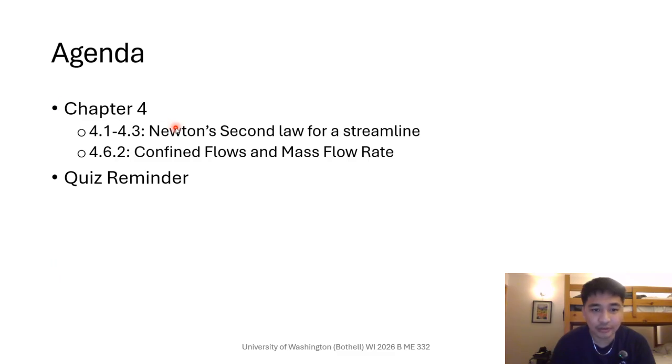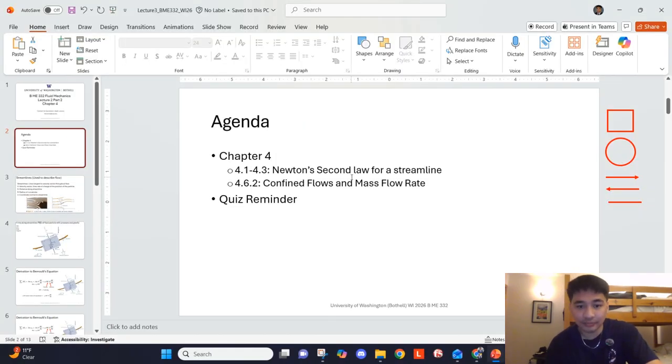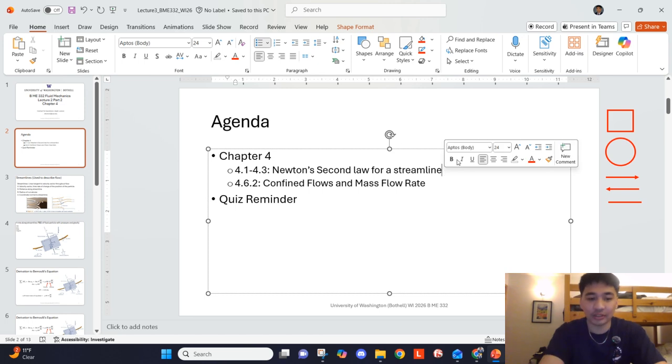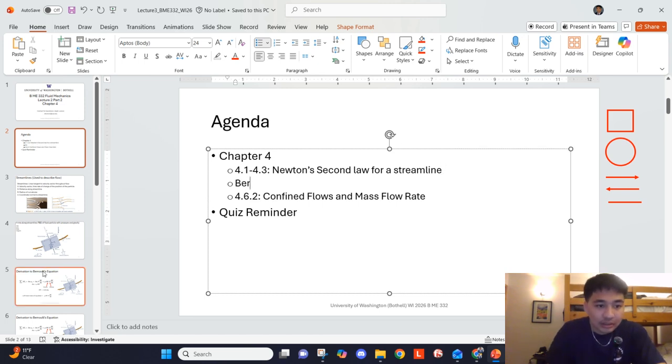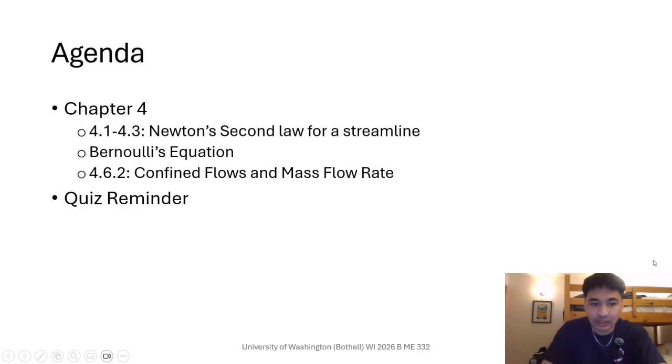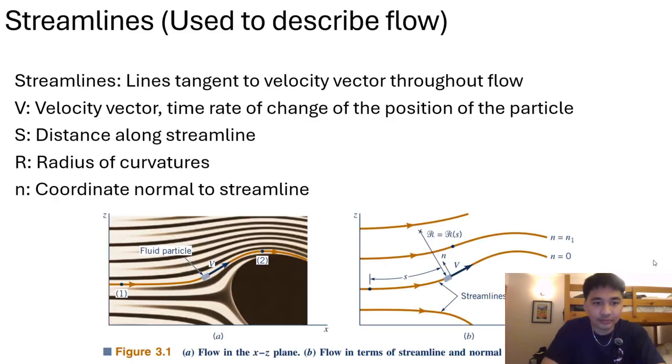So chapter 4, we're going to learn Newton's second law for a streamline, and we're also going to derive that into Bernoulli's equation. So yeah, we're going to talk about Newton's second law for a streamline, which gets us to Bernoulli's equation. We're also going to talk about confined flows and mass flow rate, just more equations here. And we're going to do a quick quiz reminder for Monday.